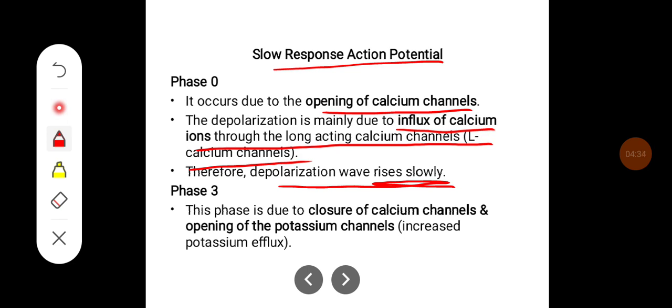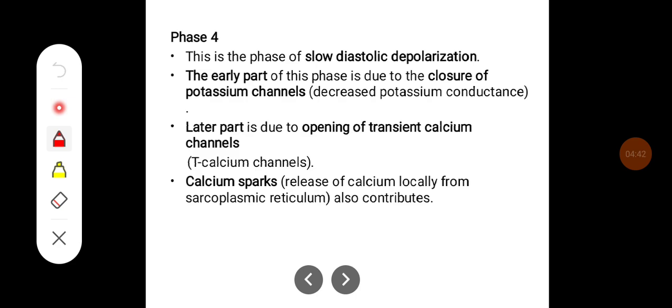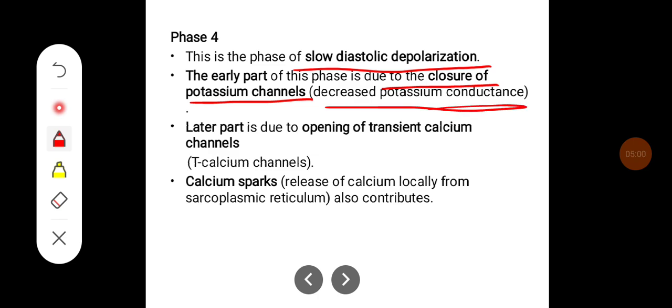Phase 3 is due to the closure of calcium channels and opening of the potassium channels, that is increased potassium efflux, and that is going to cause repolarization. And phase 4 is the phase of slow diastolic repolarization, and it is also called as prepotential. The early part of this phase is due to the closure of potassium channels, that is decreased potassium conductance. In the later part, it is mainly due to the opening of the transient calcium channels, that is T calcium channels. The calcium sparks, which is nothing but the calcium which is released from the sarcoplasmic reticulum, also contribute to this.